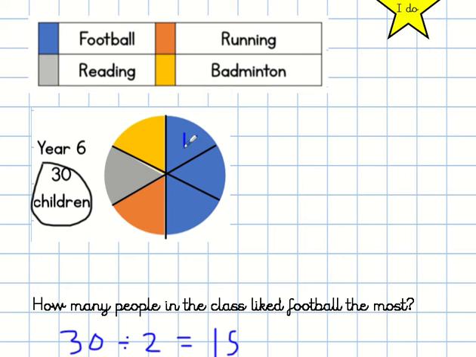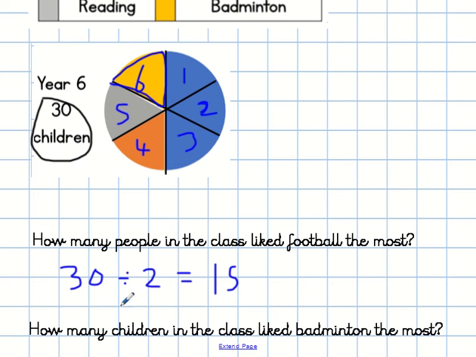So a half of my pie chart is made up of blue sections, and that's 3 out of my 6 sections. And then 4, 5 and 6 here show that 1/6 of the children here like badminton the most. And we can see that in the area I've just shaded there. So 1/6 of the children like badminton the most.